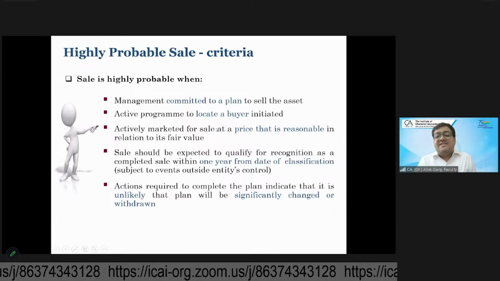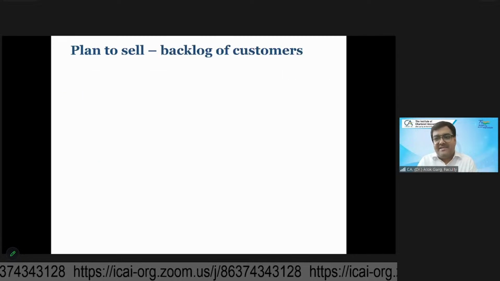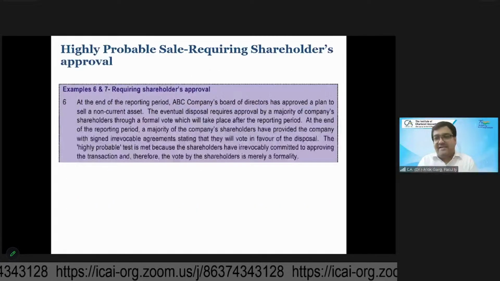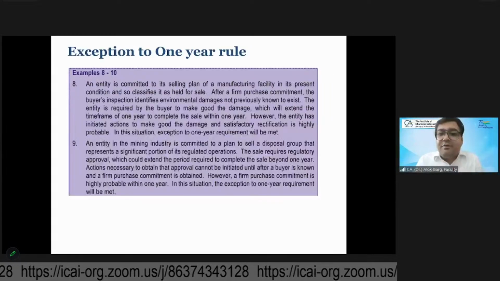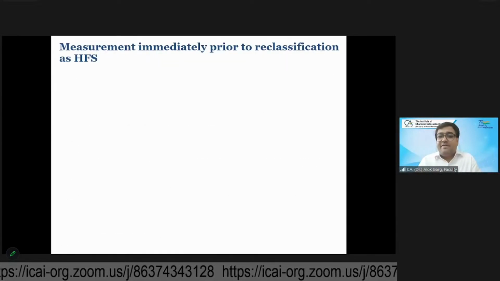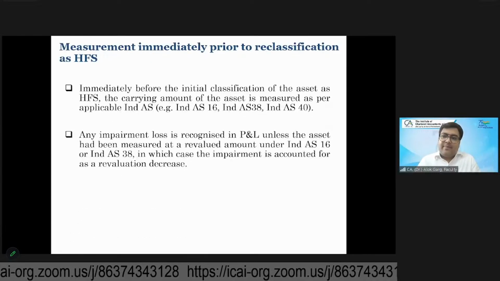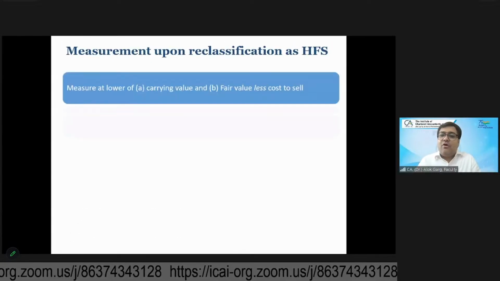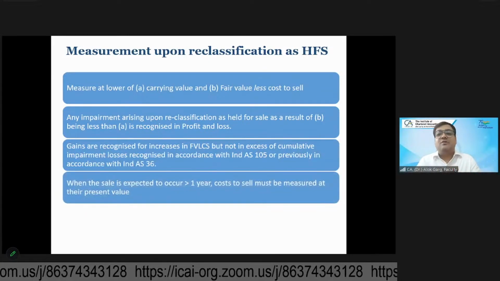So friends, this is the held for sale criteria. Now the measurement criteria in the standard says that a non-current asset held for sale, or disposal group held for sale, has to be measured at carrying value or fair value less cost to sell, whichever is lower.